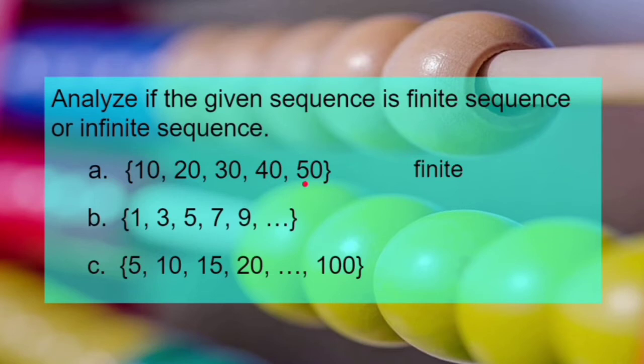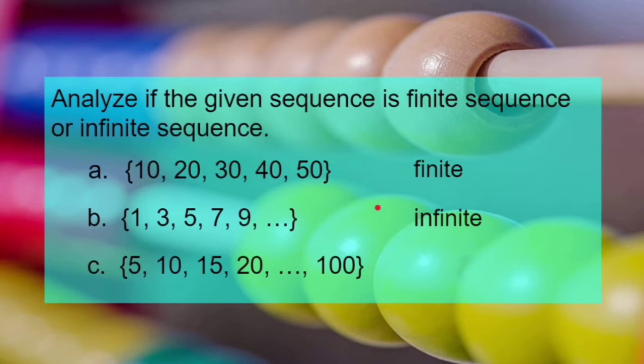Letter B: 1, 3, 5, 7, 9, and so on. So this is an infinite sequence, because of these ellipses that indicate that the sequence continues and has no end.